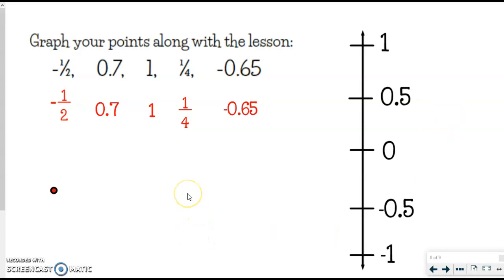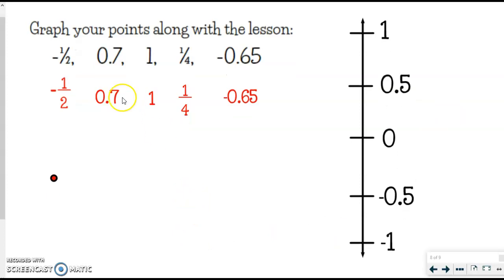So let's get going. I'm going to go ahead and do the easy ones first. So I know that negative half is the same as negative 0.5, so I'm going to go ahead and get that one taken care of. Pretty simple there. I love it when it falls right on our scale like that.